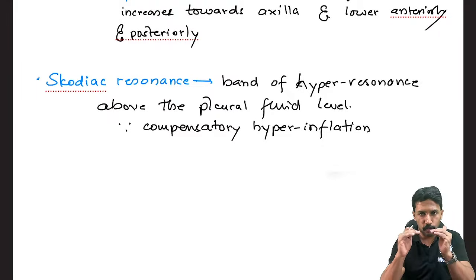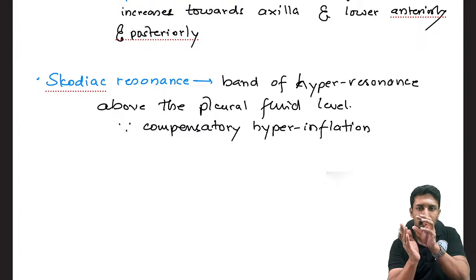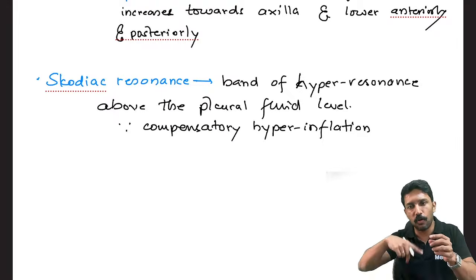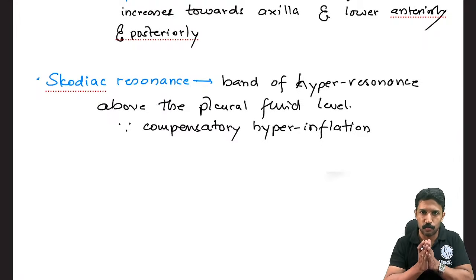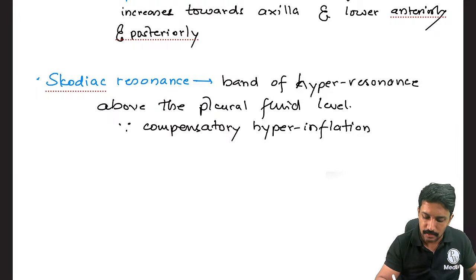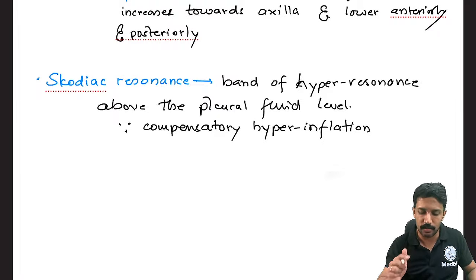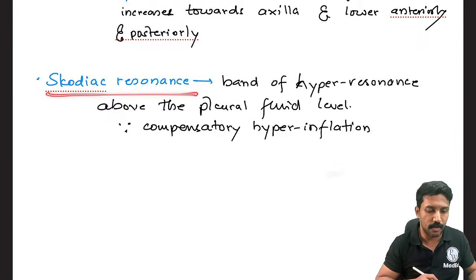Because pleural fluid made some part of the lung collapse, the remaining portion is inflated to compensate for the work done by the collapsed part of the lung. So compensatory hyperinflation is responsible for this hyperresonant note. We are going to call it Skodaic resonance.